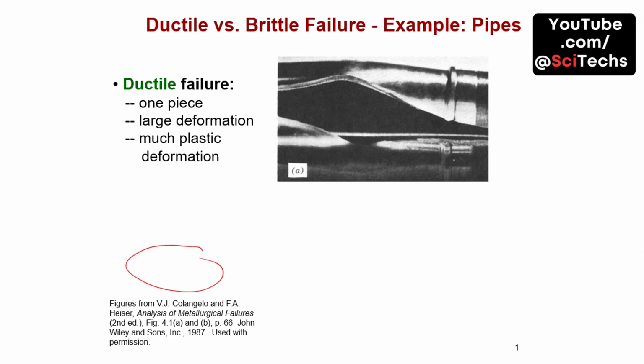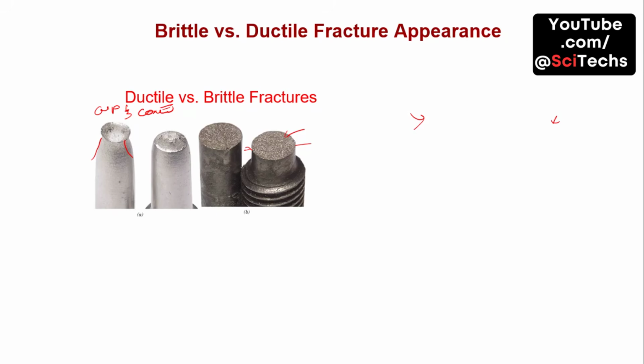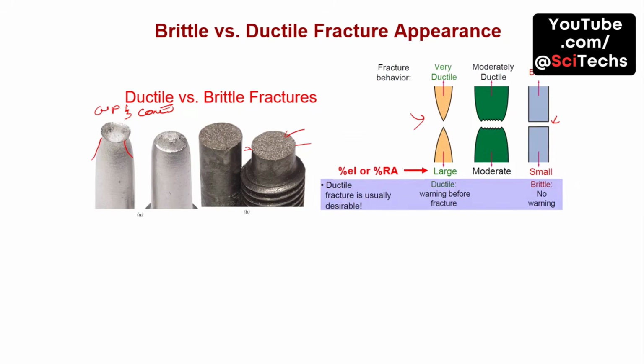Let's explore the differences between ductile and brittle failure using the example of pipes. Ductile failure results in one piece with large deformation and significant plastic deformation, while brittle failure leads to many pieces with small deformations and minimal plastic deformation. Examining the appearance of fractures, ductile fractures are usually desirable as they show warning before failure, whereas brittle fractures occur suddenly without warning. The fracture behavior varies from very ductile to brittle.